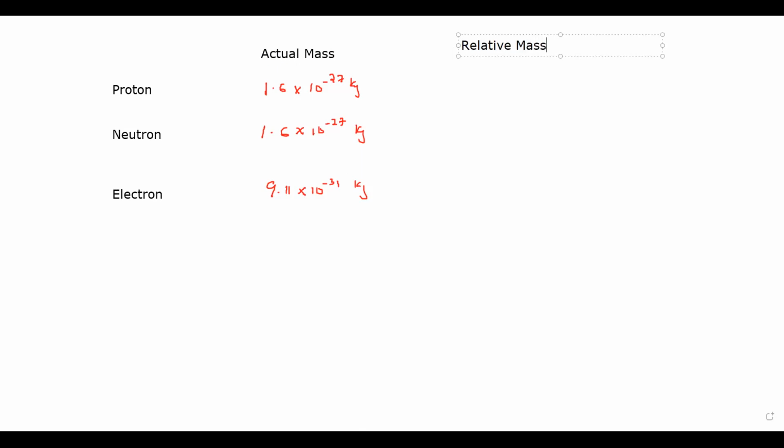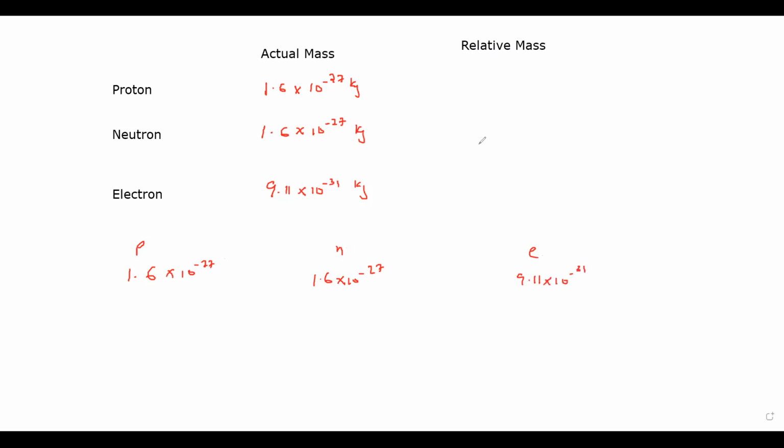When we compare their masses, how do we take a relative mass? We divide by a common number. Here, the mass of a proton is 1.6 into 10 to the power minus 27. Mass of neutron is also 1.6 into 10 to the power minus 27. And mass of electron is 9.11 into 10 to the power minus 31.